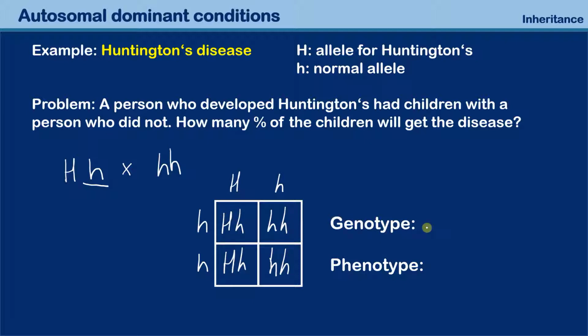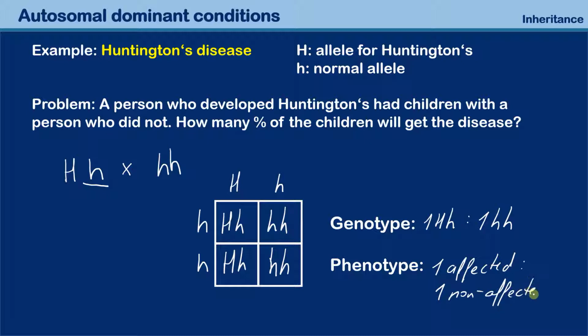And so the genotype is 1 capital H lowercase h to 1 lowercase h lowercase h. The phenotype ratios are 1 affected person to 1 non-affected. Okay, so the difference here is that the allele for Huntington's is a dominant one, and therefore it's much easier to pass it on to the next generation if the allele travels in a family.